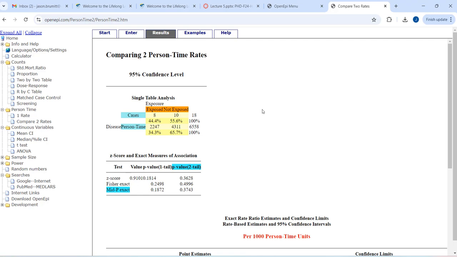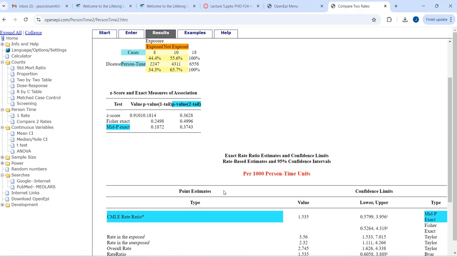First off, the first thing we're going to see is that there is not a significant p-value. Going with the more conservative p-value, the two-tail, at the 0.05 level, we did not achieve that. If I use the mid-p exact, 0.37. That's what I would report, or a 0.374, whatever the journal wanted.